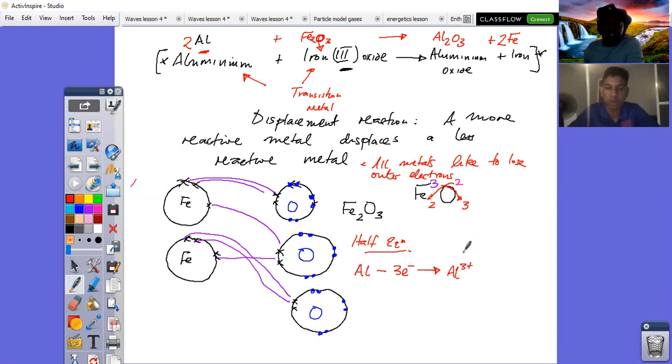So this here now is what we call a positive ion, also known as a cation. Positive ion is known as a cation. And the reason why it's called a cation is because if you carried out electrolysis, this would go to the cathode. So that's what happens for the aluminium.